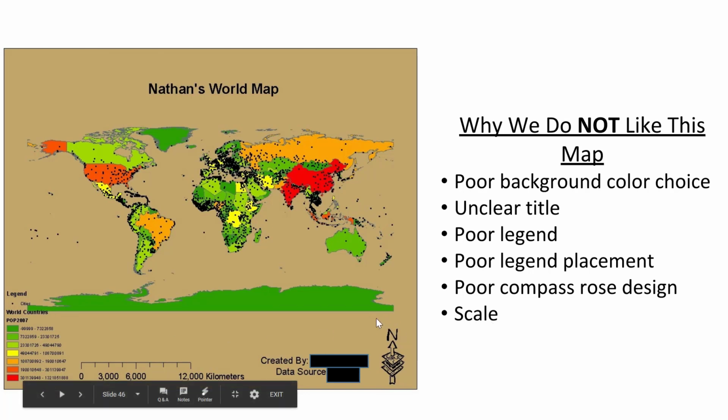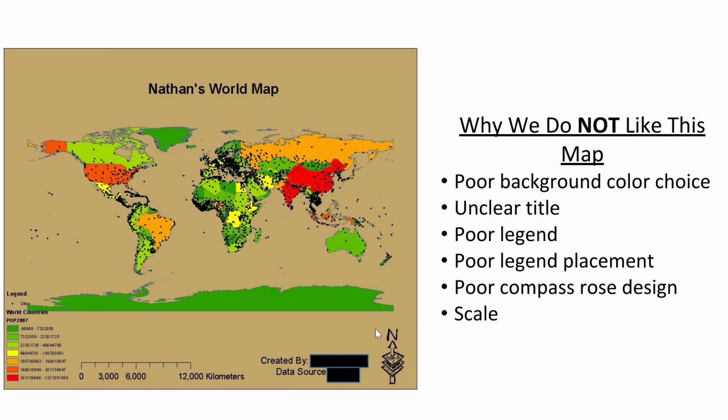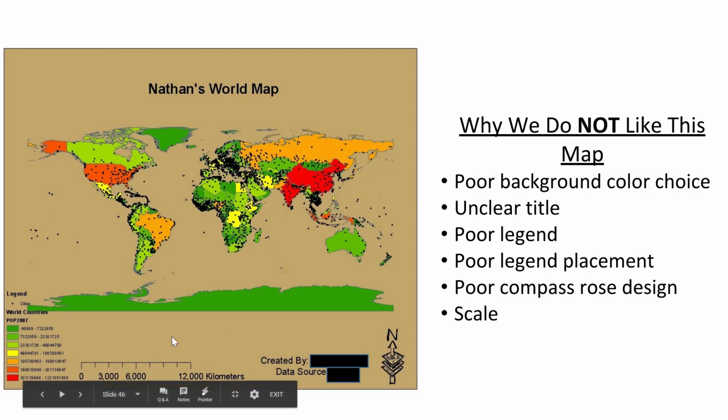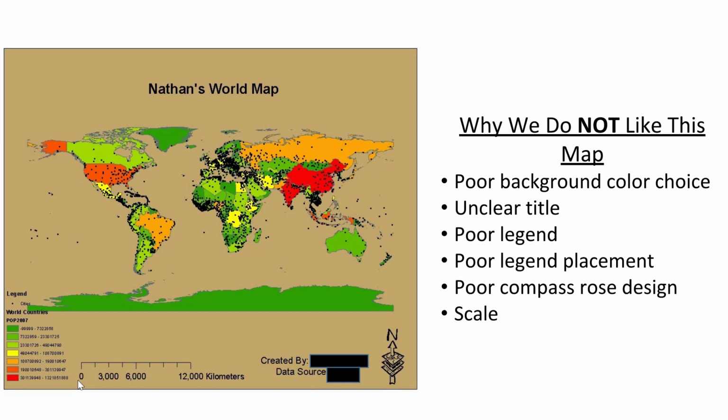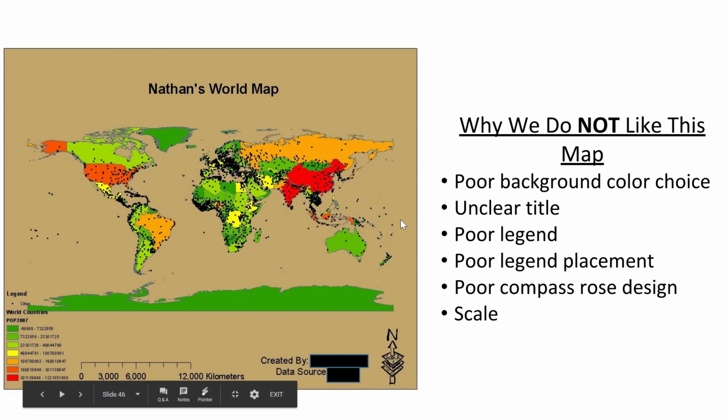This compass rose design may not be the most appropriate depending on where this map is going. And also the scale bar is 0 to 12,000 kilometers, which is fine, but typically if you did 0 to 10,000 or 0 to 20,000, that might be better. I can give or take the scale bar in this map, but there's a few other things that are definitely not great.